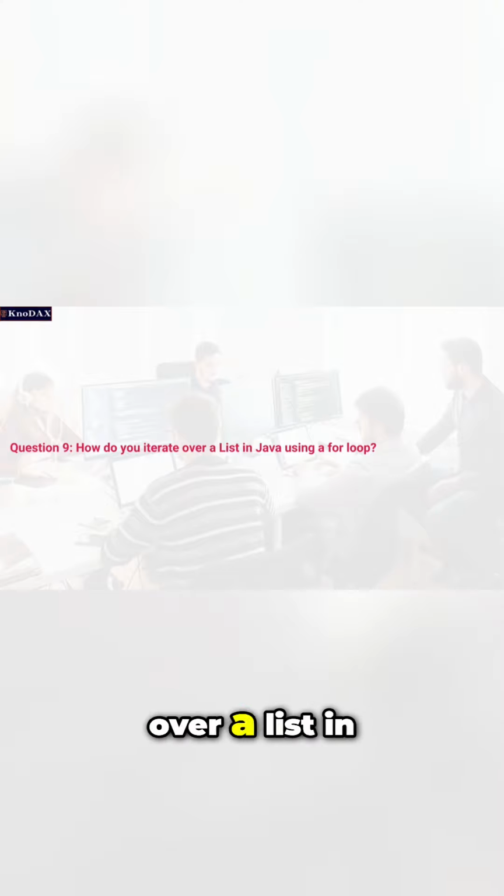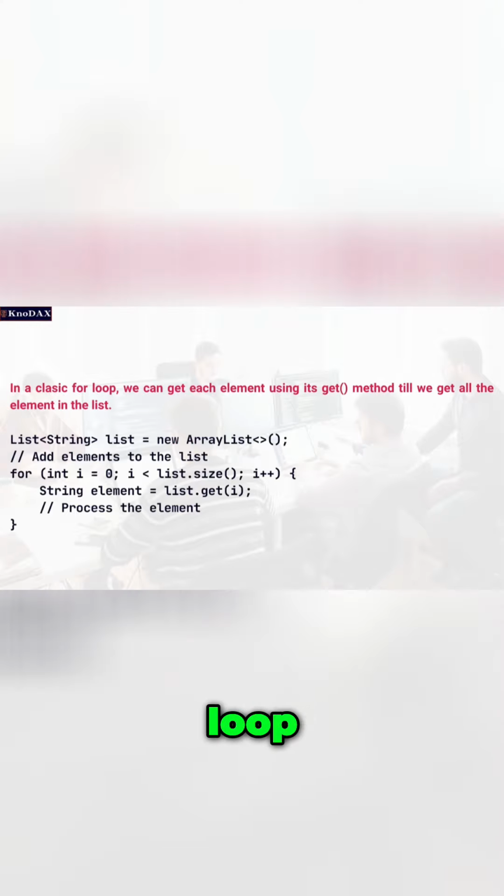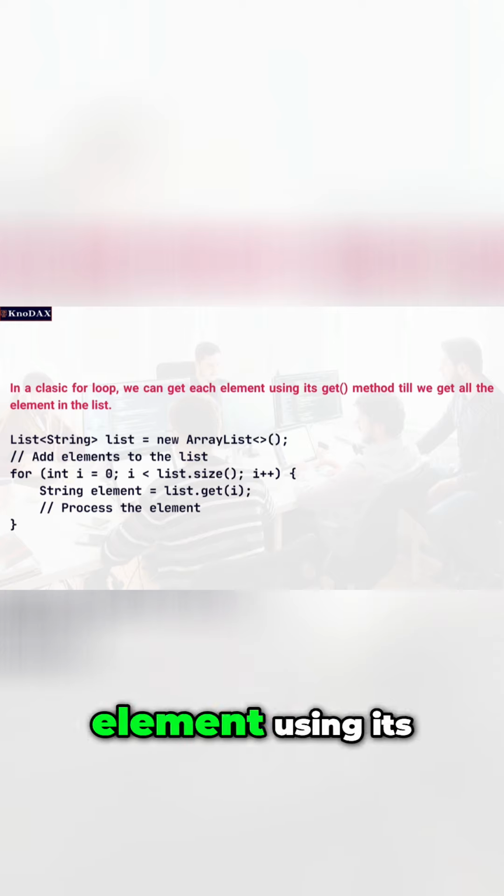How do you iterate over a list in Java using a for loop? In a classic for loop, we can get each element using its get method till we get all the elements in the list. How do you iterate over a list in Java using a for each loop?